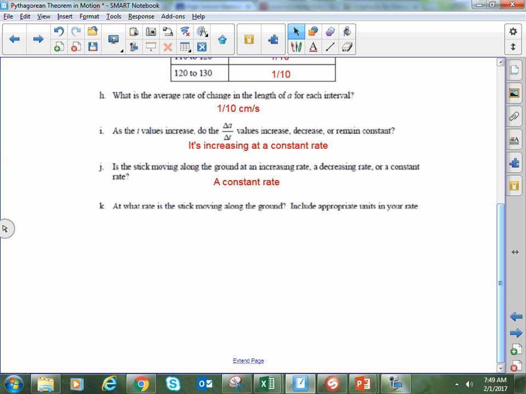So again, here, what is the rate the stick is moving at along the ground? Include appropriate units in your rate. This would be a very good time to pay attention. Include appropriate units in your rate. If we're using this as an example for an AP question or an AP calculus exam, and you gave me the correct answer but failed to include the appropriate units of time, that would mean you're not going to get full credit for your answer. So we have to say that it is increasing 1 centimeter for every 10 seconds.